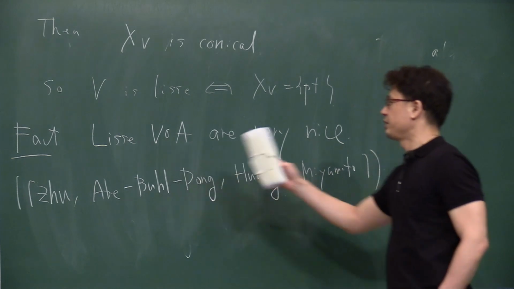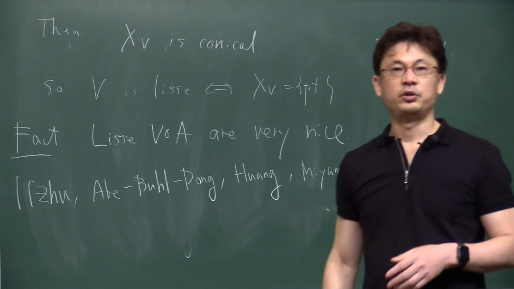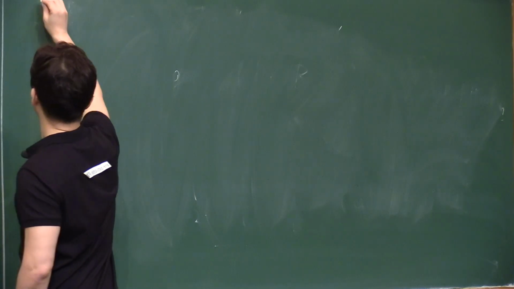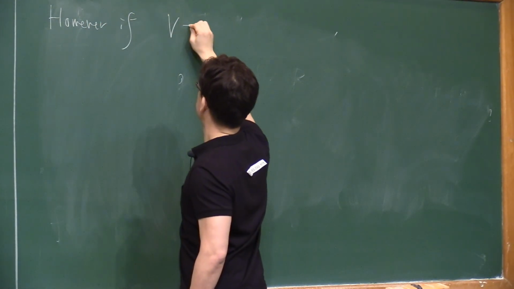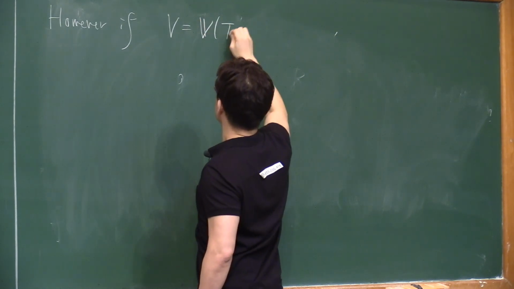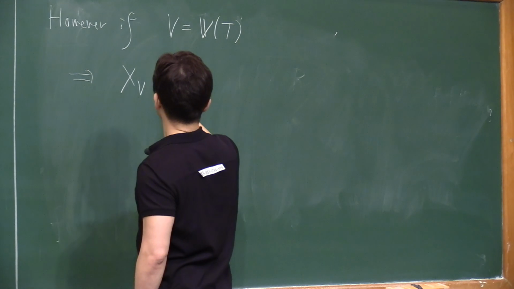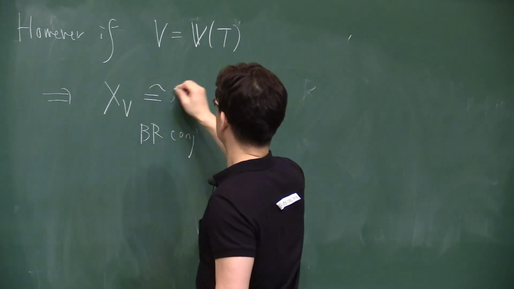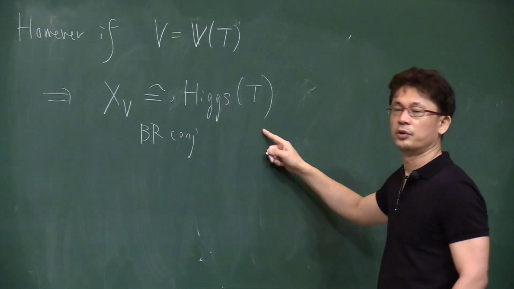So we all know that the lisse vertex operator algebra is very nice, but if you want to study vertex operator algebras coming from 4-dimensional theories, we cannot assume that the vertex operator algebra is lisse. Because if V is coming from some 4-dimensional theory, then the associated variety is supposed to be, if you believe the Beem-Rastelli conjecture, isomorphic to the Higgs branch of the 4D theory, which has a positive dimension in general.